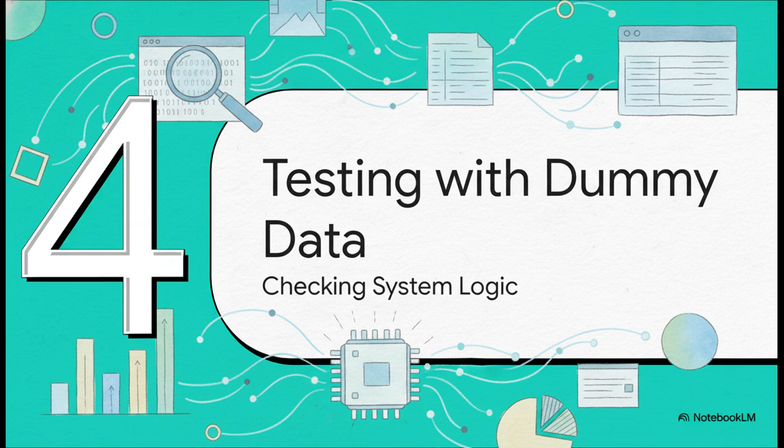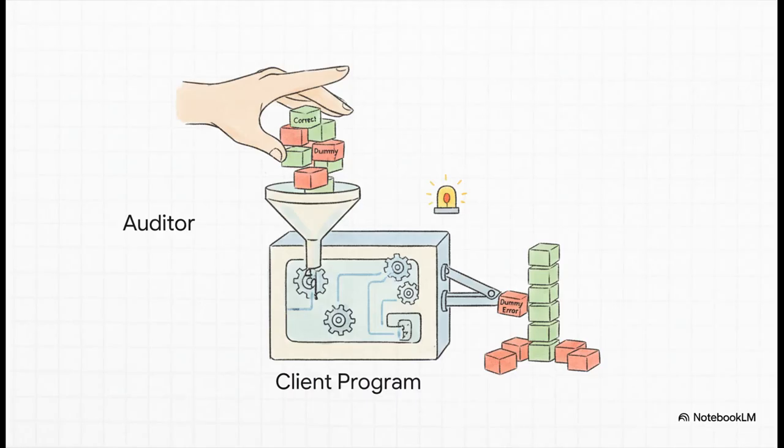Well, for that, auditors turn to something called dummy data. And the technique is pretty much exactly what it sounds like. Auditors will create a bunch of fake transactions, the dummy data, and they'll feed it into the client's system. They're basically poking the system to see how it reacts. Will it flag the errors? Will it process the good data correctly? That's what they need to find out.